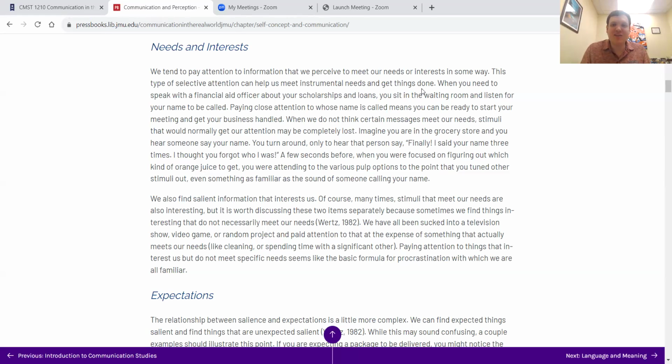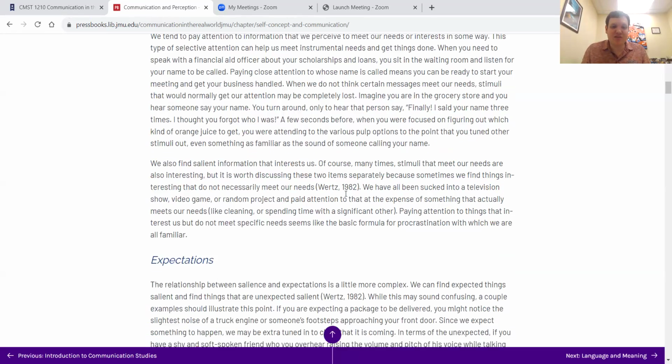It talks about speaking to a financial aid officer at your school about scholarships and loans. You may be paying close attention to that information. It talks about waiting in the lobby, where you're going to pay close attention to your name being called. Then when you're in a conversation with a person, you're going to focus on that, saying, "Hey, I really need a scholarship. I don't know if I'm going to pay for college." So that's part of your needs and interests as well. What are you focused on in that conversation? Again, that may make it more salient.